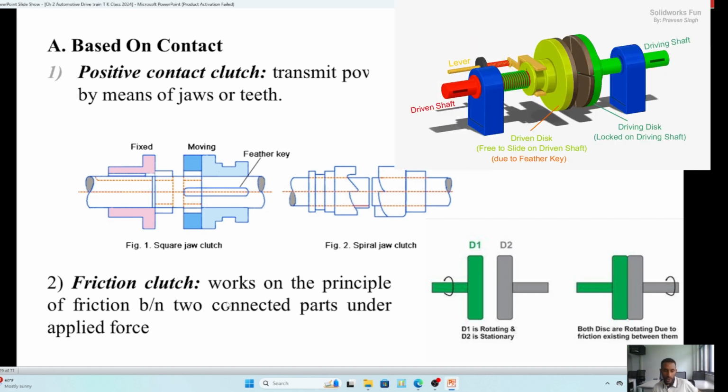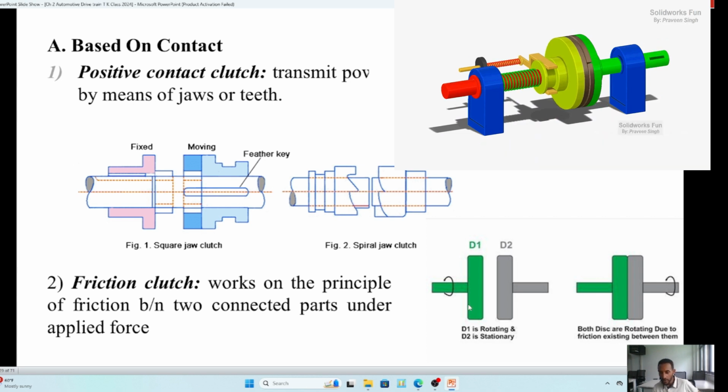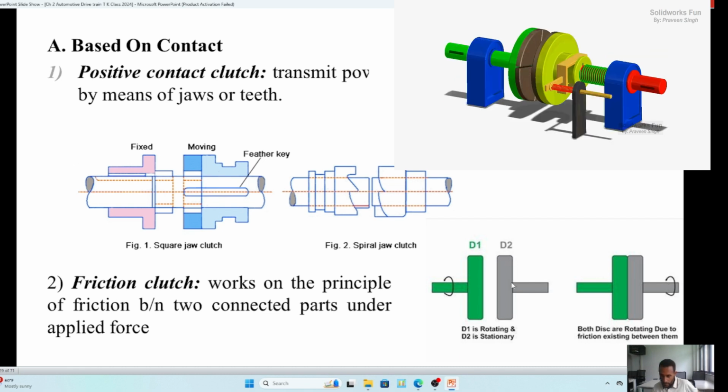The next one is the frictional clutch. This frictional clutch works by the friction between two parts. That means there will be diameter 1 and diameter 2. Maybe this diameter 1 is rotary and the diameter 2 is stationary. So what happens here is we will create some frictional lining in between. In this frictional lining, when we press D2 against D1, both can rotate together.